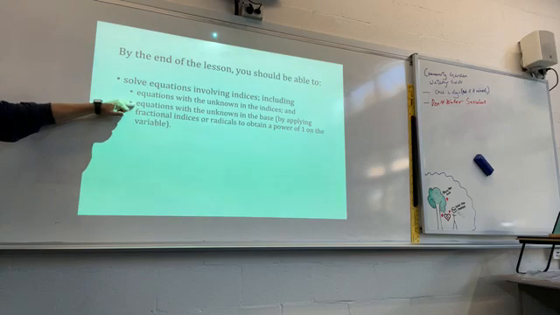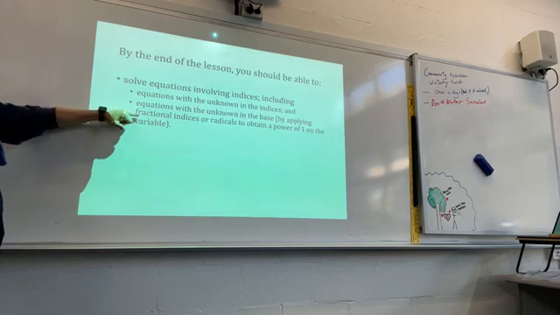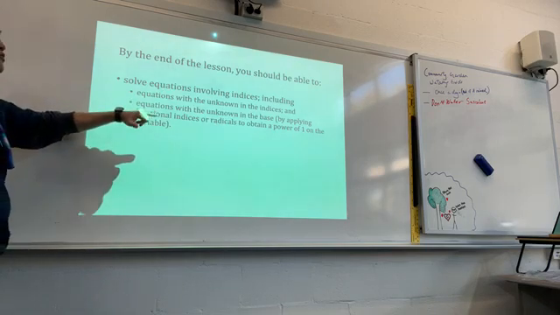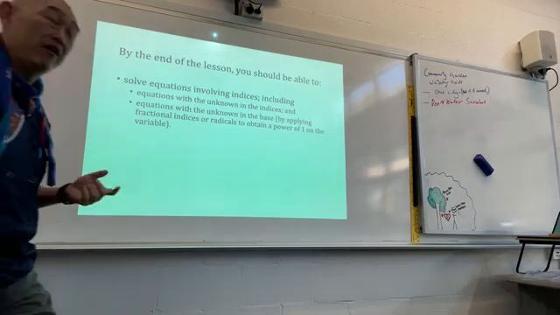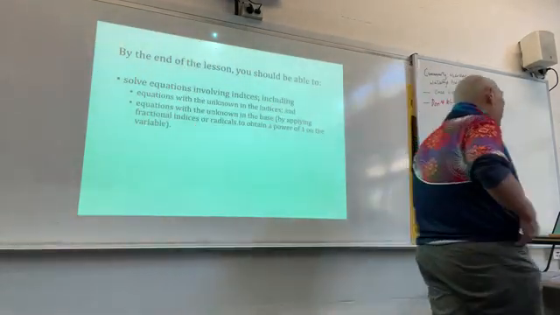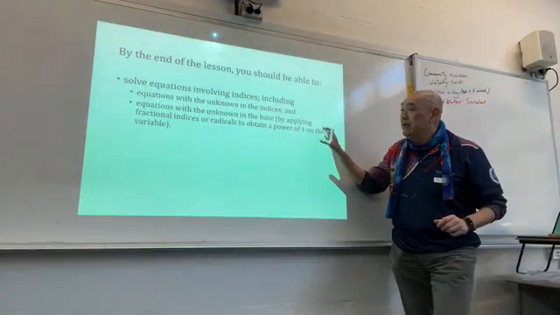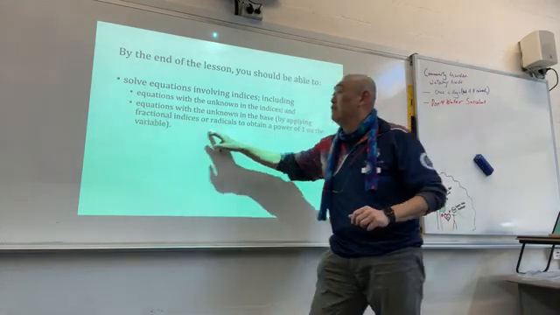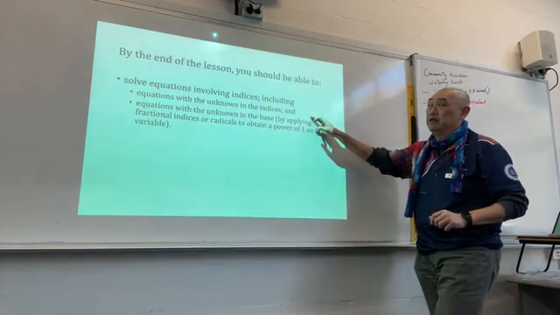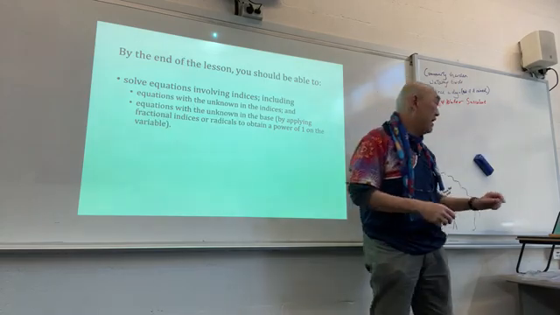With the unknown in the base, you need to apply fractional indices or radicals to obtain a power of 1 on the variable. I will talk a little bit more about it. This is probably the newest thing that we have not learned from last year. The rest, you probably have done.